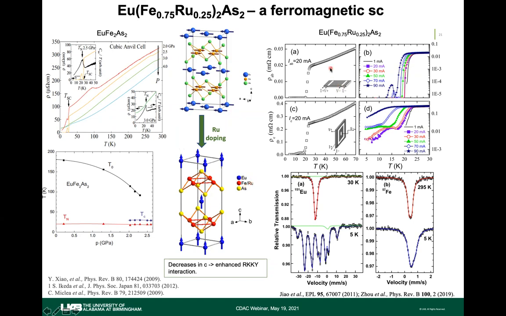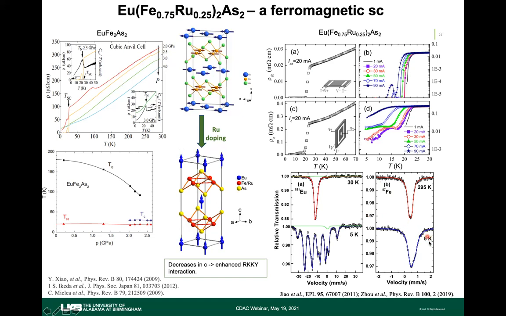So this system here shows superconductivity around 23 Kelvin and a magnetic order from europium around 20 Kelvin. And they also did this group here, 2 groups, they did Mossbauer experiment to show identify the magnetic order from europium and iron. In the case of iron, the magnetism by doping, ruthenium doping, the magnetism actually is suppressed.